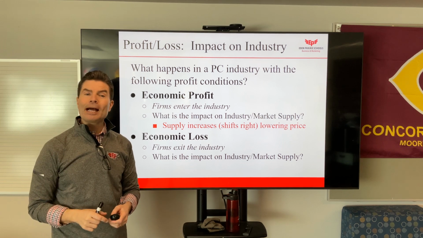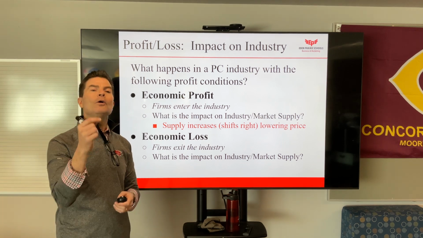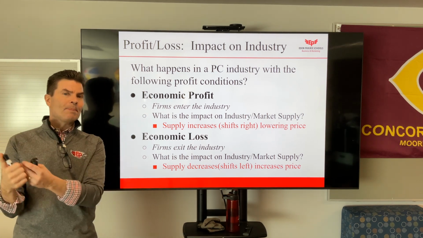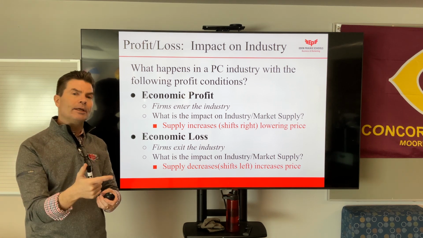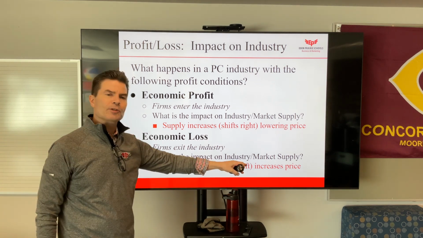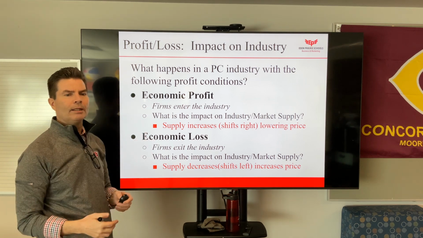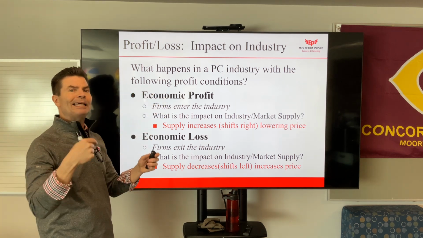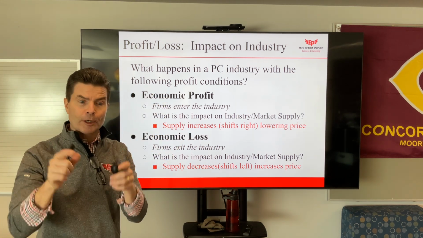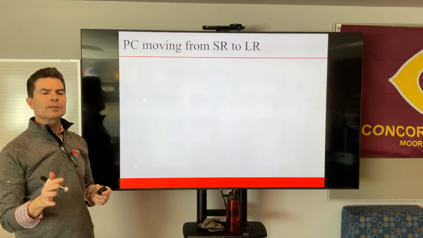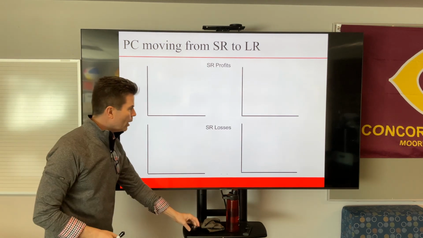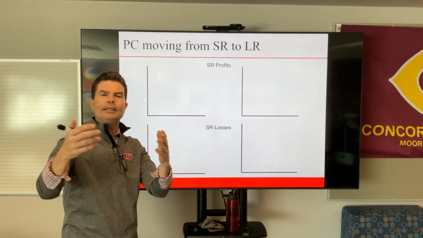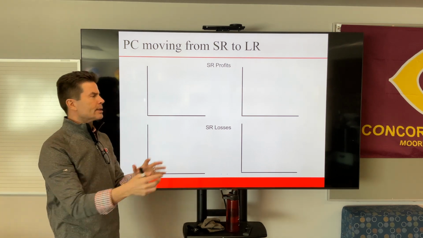The answer to what is the impact on the industry, the market supply, when firms exit the industry? Well, supply now decreases because firms are exiting the industry. We have fewer sellers in the market. The quantity is going to go down, but the price is going to increase. I'm going to graph this a little bit to show you what this ends up looking like. This is a really key piece of understanding what happens in the long run, specifically for perfect competition. So I'm going to show you some samples of what this looks like for perfect competition moving from the short run to the long run. Again, you're going to need to pause this at different points to be able to see what I'm actually graphing.